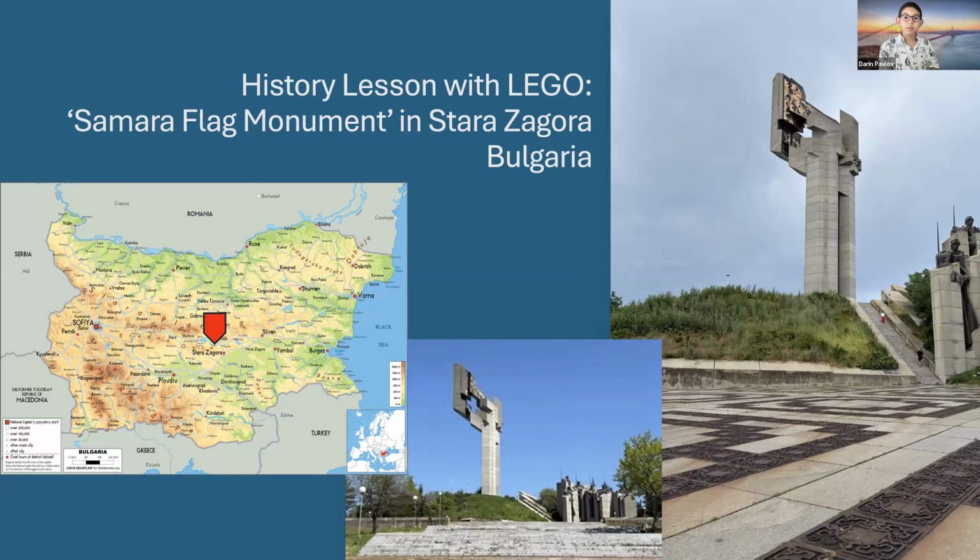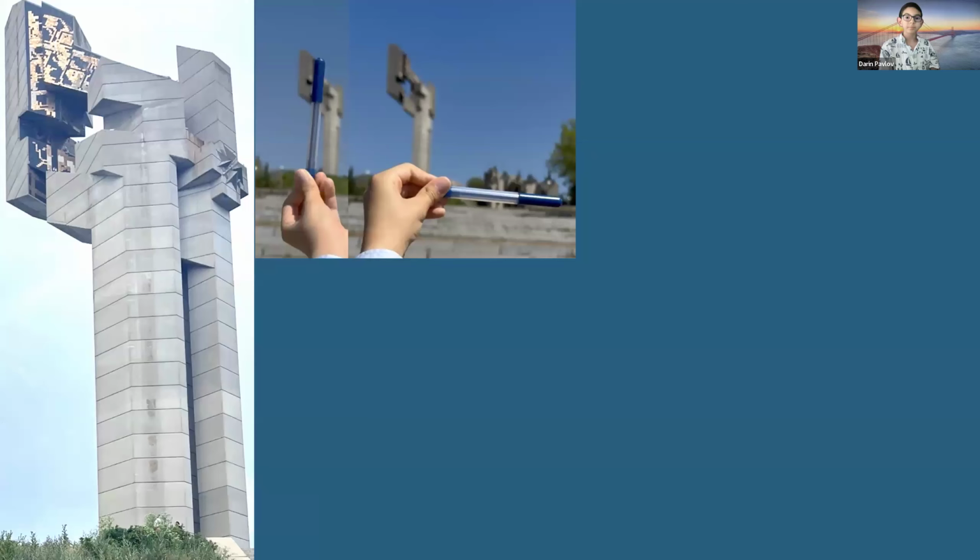The monument looks like the Samara flag, which was carried by Bulgarian volunteers during the war. As you can see from the photo, the flag has been torn in the fighting. It is very tall and can be seen from far away. On the top, there are bronze statues of volunteers and soldiers who fought together for the freedom of Bulgaria.